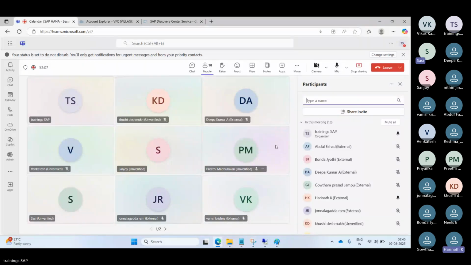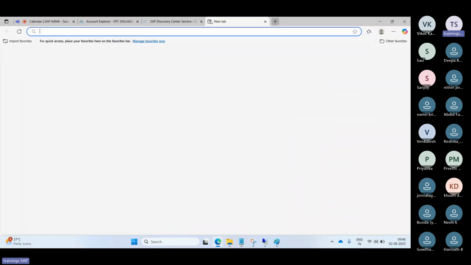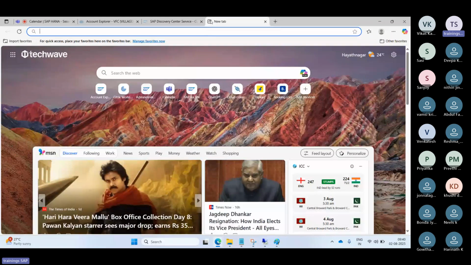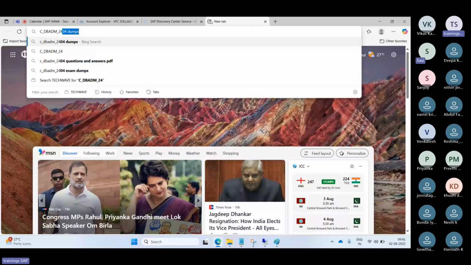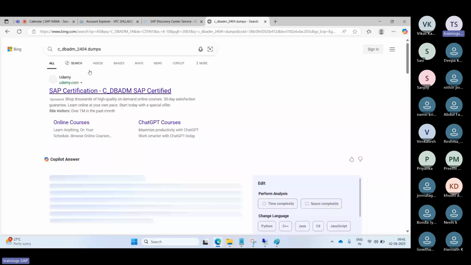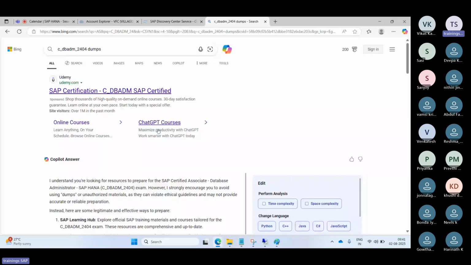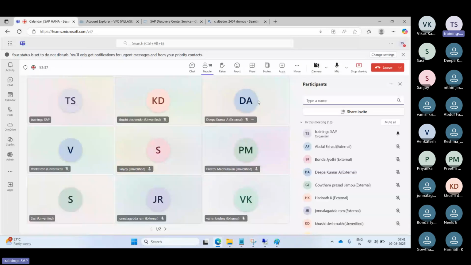Certification, any guidance you can provide, like how to prepare and write? Certification, there is a HANA certification, C_DBADM_2404 or 03. This is for the HANA DB. So this one you can write for HANA. Dumps, anything, sir? Normally dumps we have to procure or purchase from outside actually. But I have some old dumps.